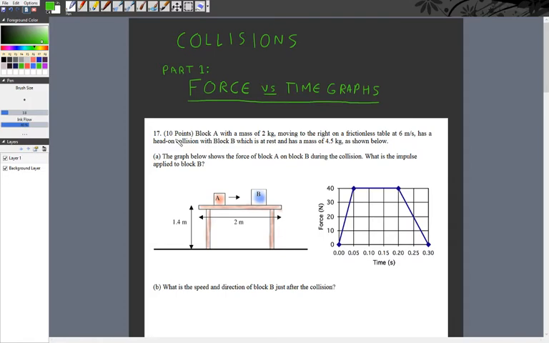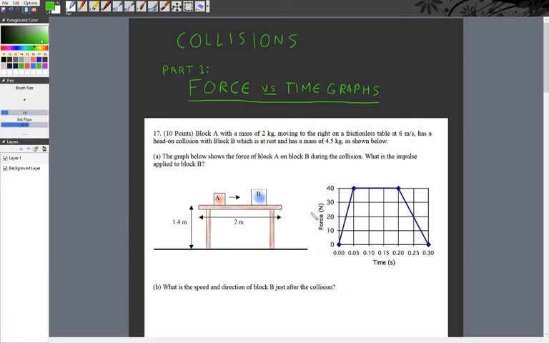So let's look at this problem I shamelessly stole from the internet. We have two blocks that are colliding on a table. Block A is going to be sliding into block B, and they're both going to be moving off with some sort of final velocity after the collision. And here we have a graph of the forces of the collision itself. So this is time, and this is force.